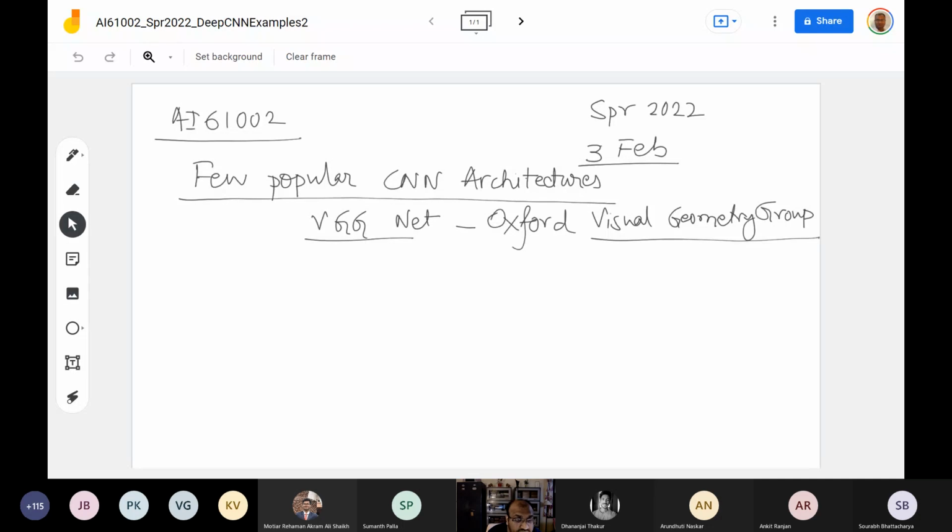Now, in one of the variants, which is called type A or VGG A, VGG A is also known as VGG11. So VGG11 has something like this. So you have 3x3 convolutions.